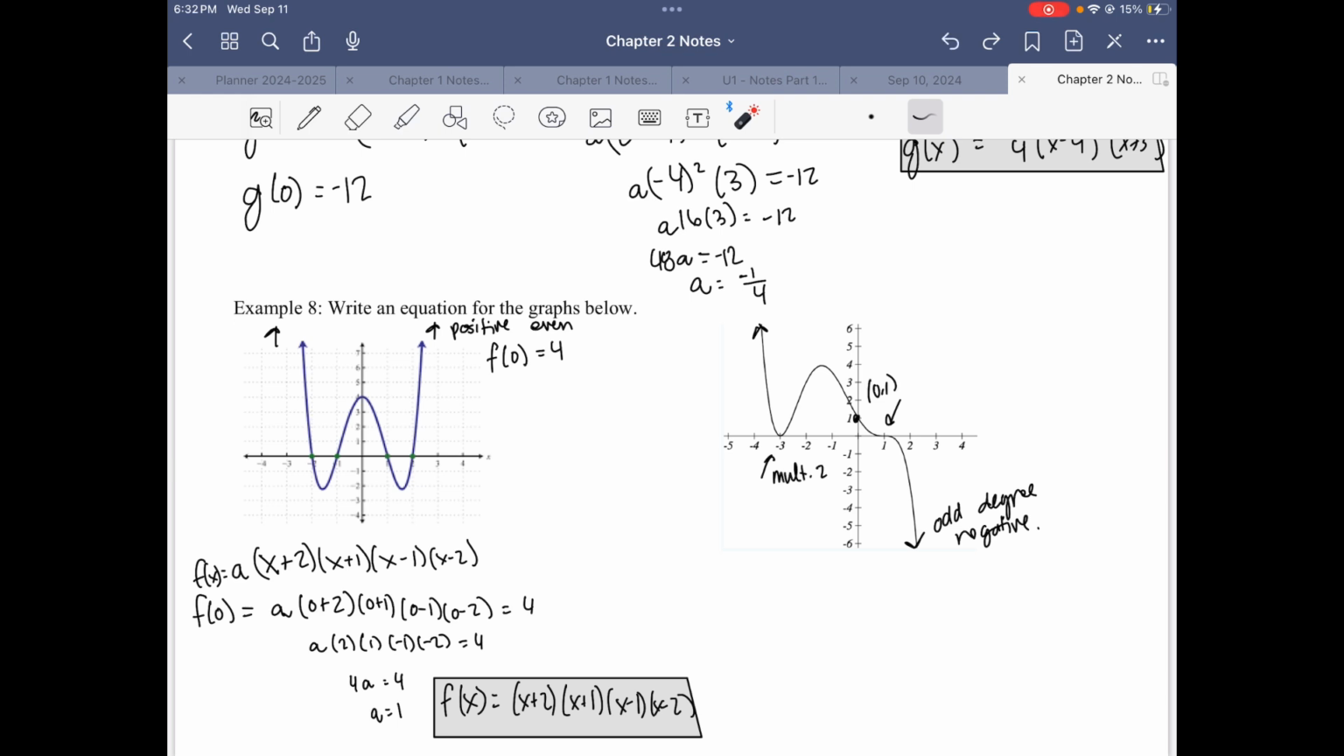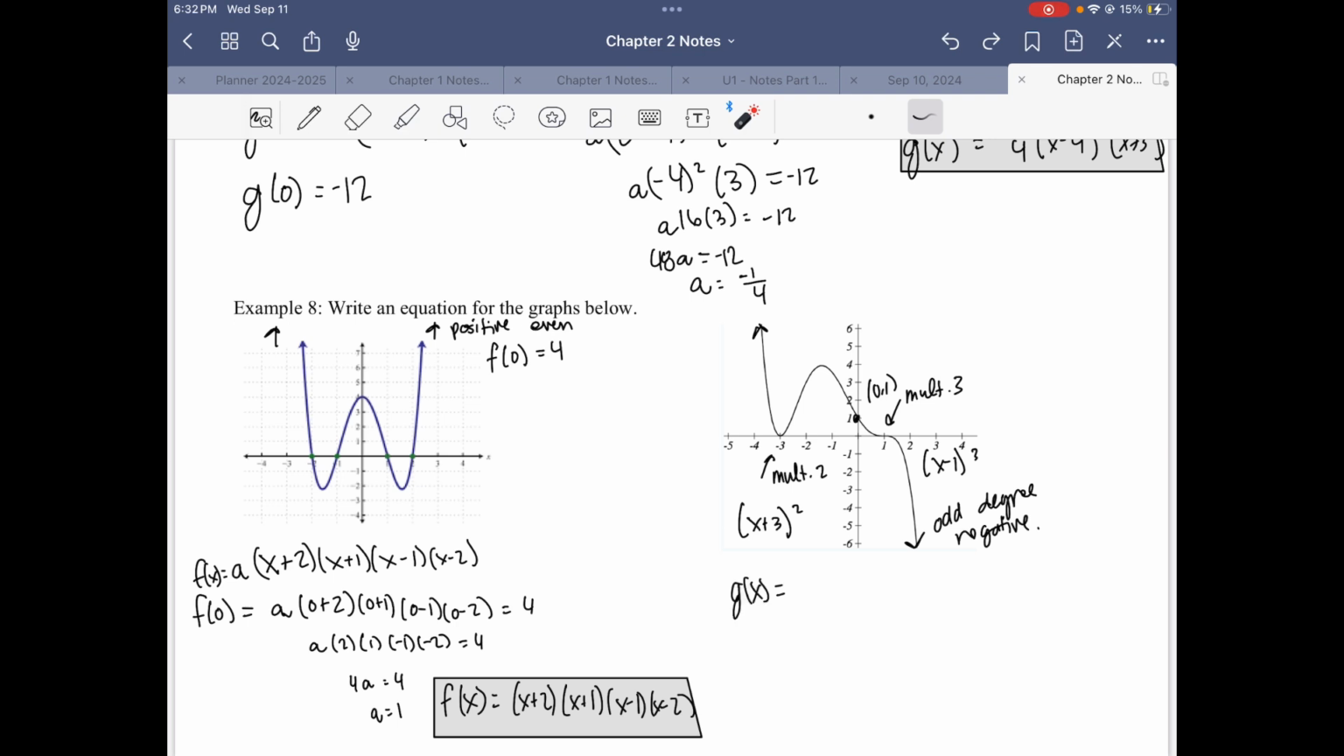This one I know has a multiplicity of 2. The reason I know it has a multiplicity of 2 is because it's hitting there and bouncing right back off. This one has a multiplicity of 3. I know because it kind of flattens out a little bit and then goes through. So with multiplicity of 2, this one should have the factor of x plus 3 squared. And with a multiplicity of 3, this one should have a factor of x minus 1 to the third.